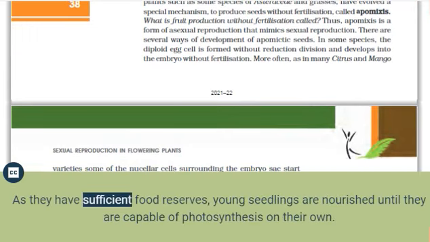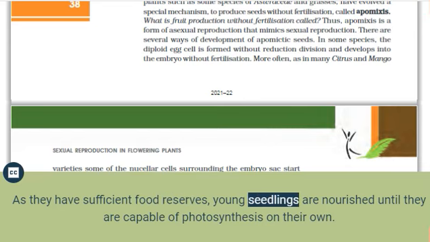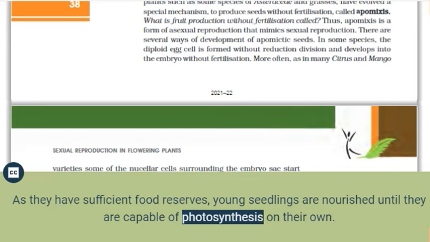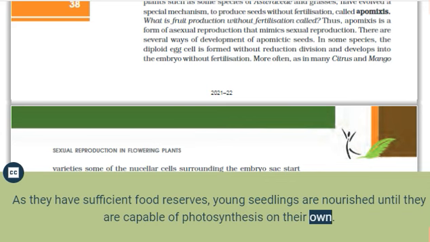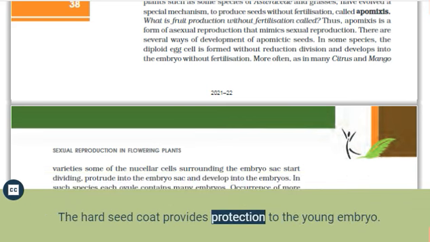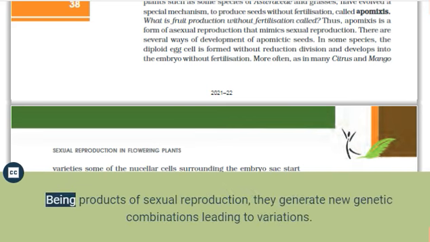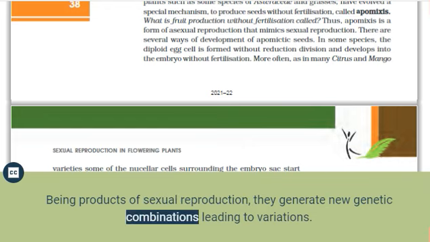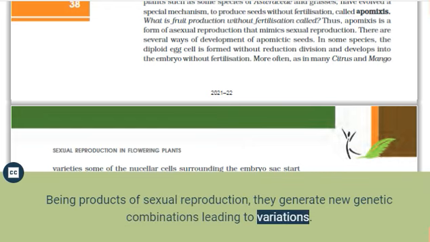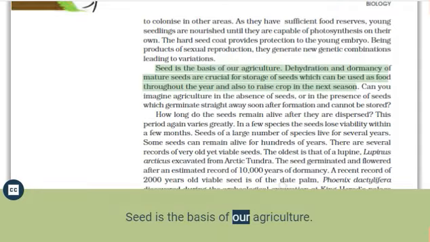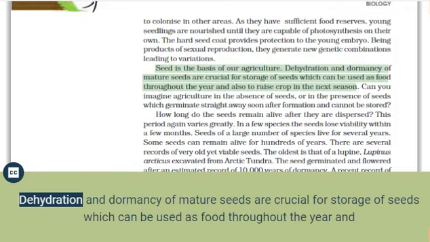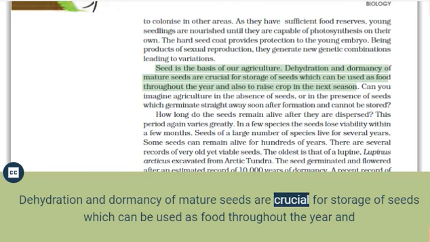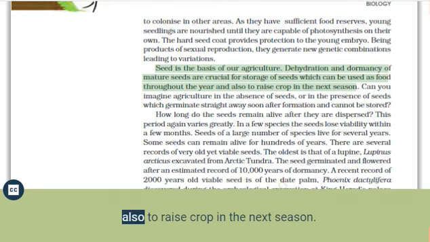As they have sufficient food reserves, young seedlings are nourished until they are capable of photosynthesis on their own. The hard seed coat provides protection to the young embryo. Being products of sexual reproduction, they generate new genetic combinations leading to variations. Seed is the basis of our agriculture. Dehydration and dormancy of mature seeds are crucial for storage of seeds, which can be used as food throughout the year and also to raise crop in the next season.